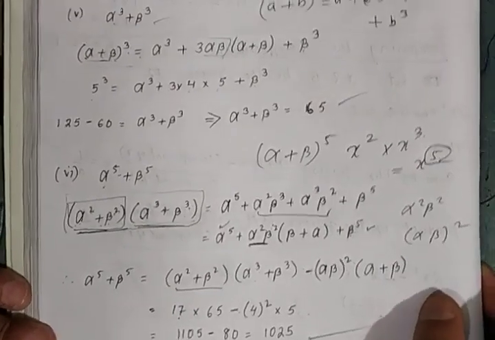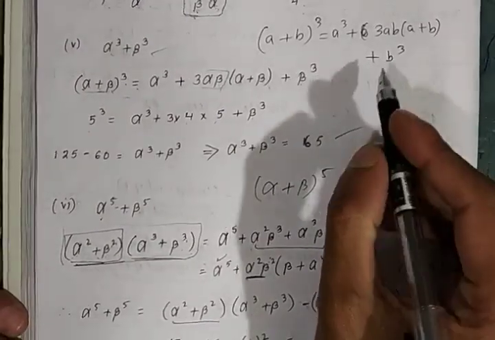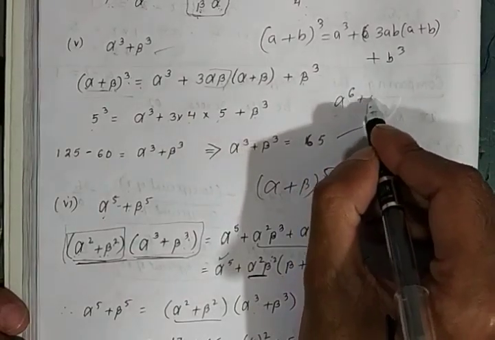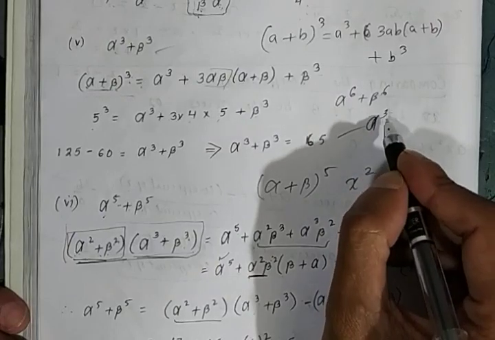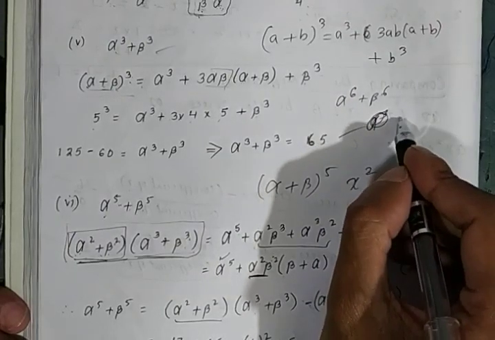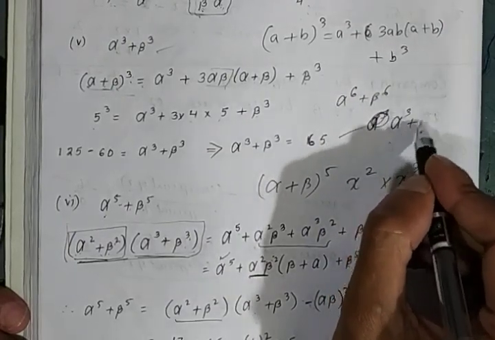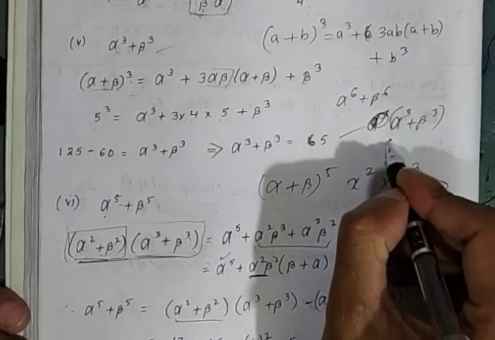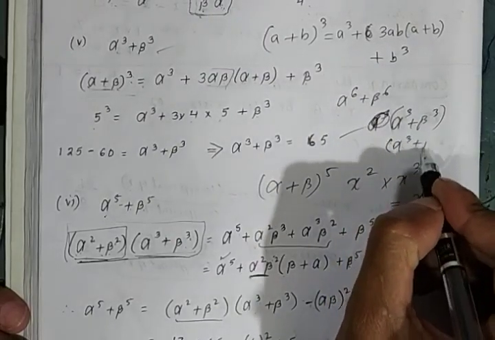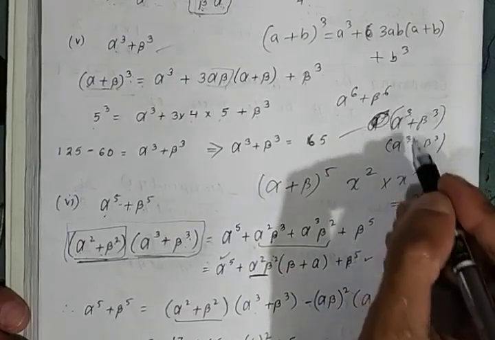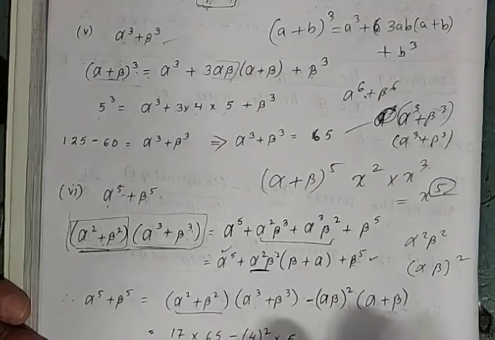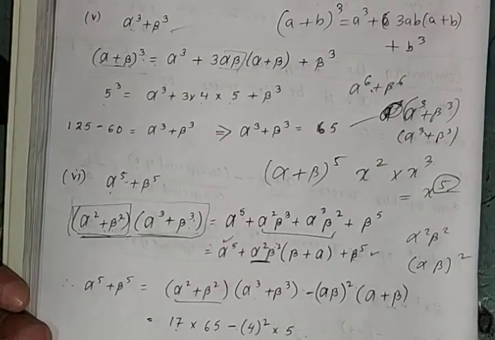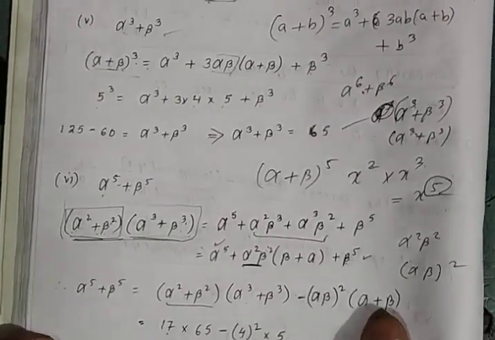If you have to the power 6, alpha 6 plus beta 6, use the concept alpha cube plus beta cube, and next will be alpha cube plus beta cube. You multiply, because 3 plus 3 gives us 6. That way you have to practice by your own. It's not that up to this only you have to practice. Questions you can make up by yourself from here itself. Hope you are understanding. Now let's see the next part.